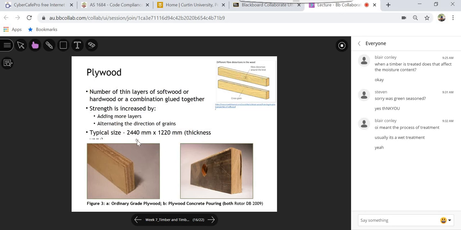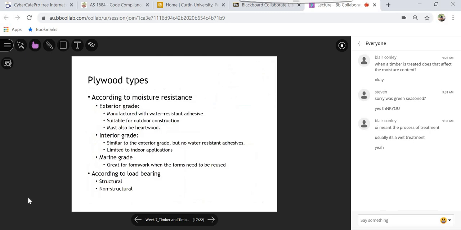Typical size is 2440 and 1220, in terms of length and width. Thickness will vary, because we usually use plywood for concrete formwork also, and based on the required load bearing capacity, we need to have varied thicknesses. And so we have gradings of plywoods also.